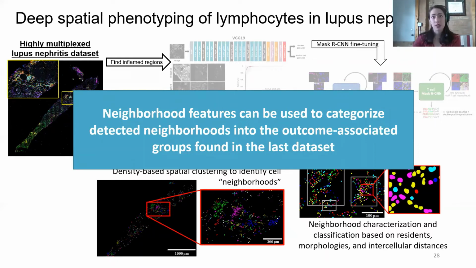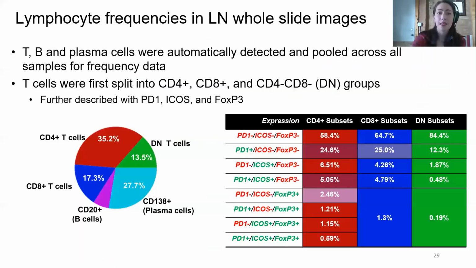So we know that those CD4 negative neighborhoods were associated with patient outcomes. Can we find those neighborhoods in this data set, and what's going on with those neighborhoods? We want to know more about them. So first, we just characterize our more granular phenotypes of lymphocytes. And so we have our T, B, and plasma cells pulled across all samples.